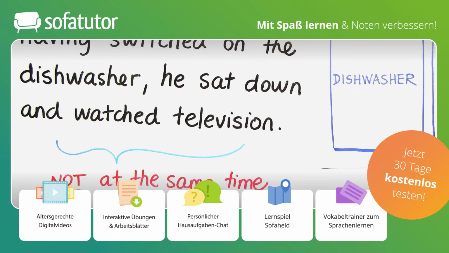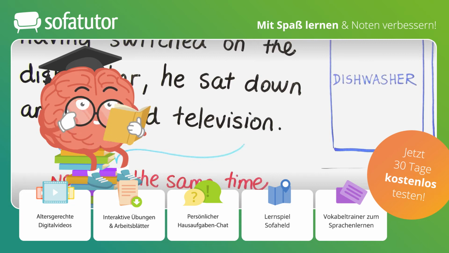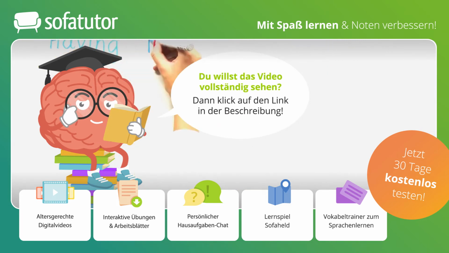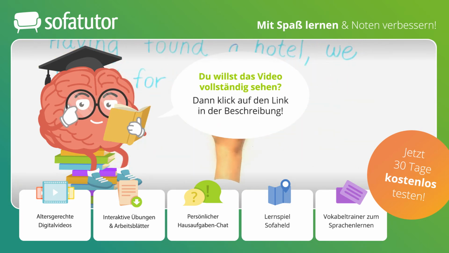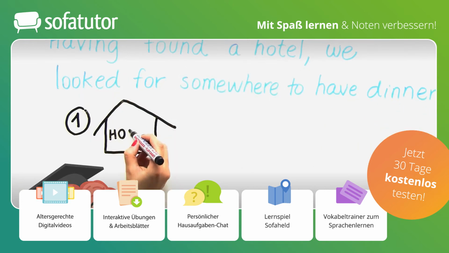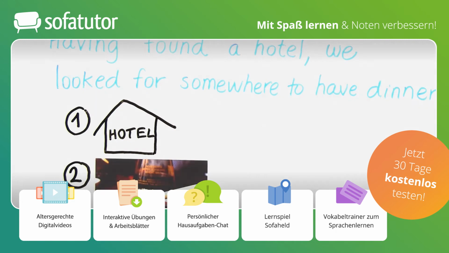Wir können es auch als Vorzeitigkeit bezeichnen. You can see the same situation here. Having found a hotel, we looked for somewhere to have dinner. First we found a hotel and then we tried to find some restaurant.